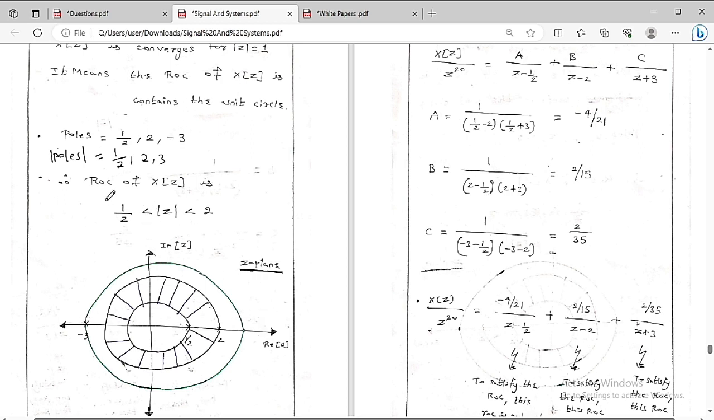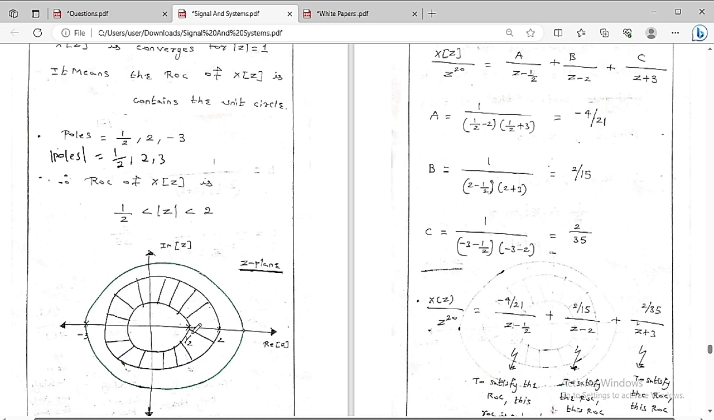Now I want to find the ROC of X(z). Here it is half, here it is 2, and here it is 3. The unit circle, where the radius is 1, is present between the radius half and the radius 2. So what is the ROC? The ROC must be this one, because the ROC cannot be anything else. The ROC must be only in this region.